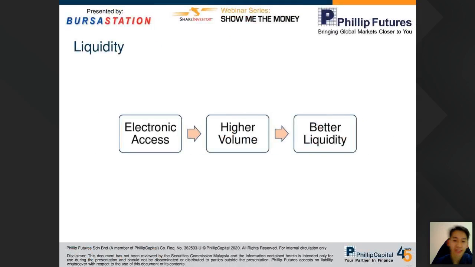Next is liquidity. One of the benefits of futures trading is that most of the futures in the market have huge liquidity. One of the main reasons is that futures are traded through electronic access, which contributes to higher volume, which contributes to better liquidity.